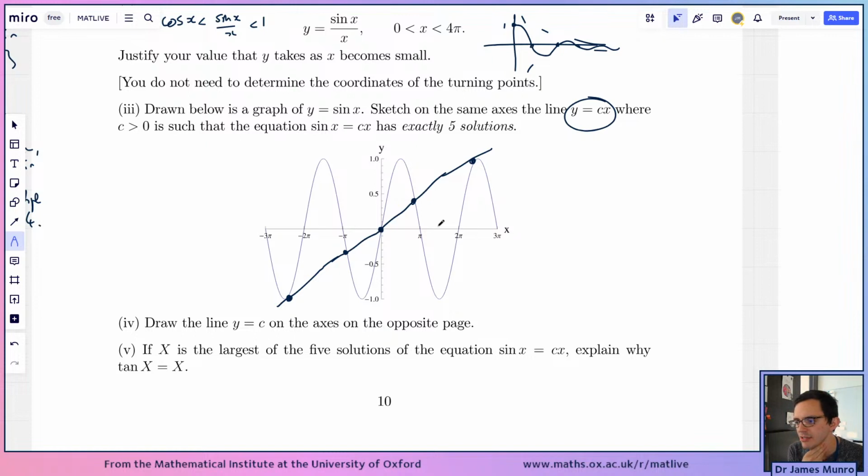Could I do the opposite? I could have a negative gradient, but it's told me that c is positive, so I want that one.